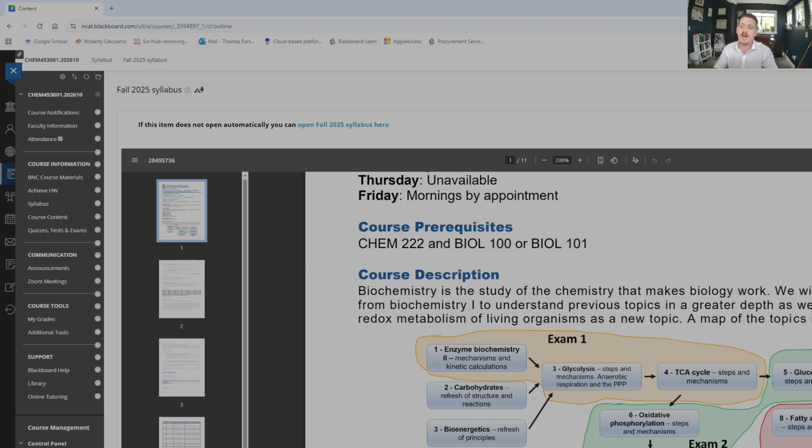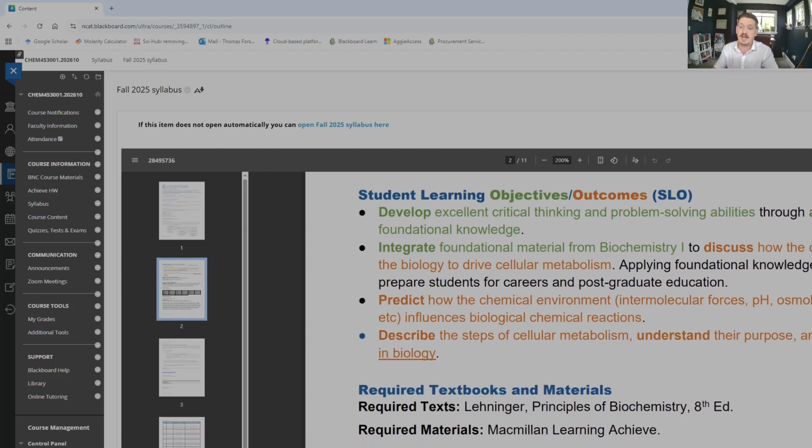Exam 2 is also a mixture of MCQs and essays. And we'll cover that as we go along. So I have the student learning objectives and outcomes. These are really saying that I want you to be able to predict what is going on and understand the chemical reactions, and then use that understanding of the chemical reaction to predict how it's going to influence the biology. That's a kind of higher level of thinking.